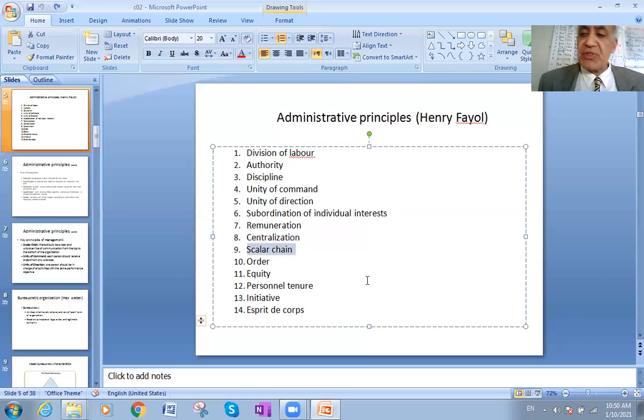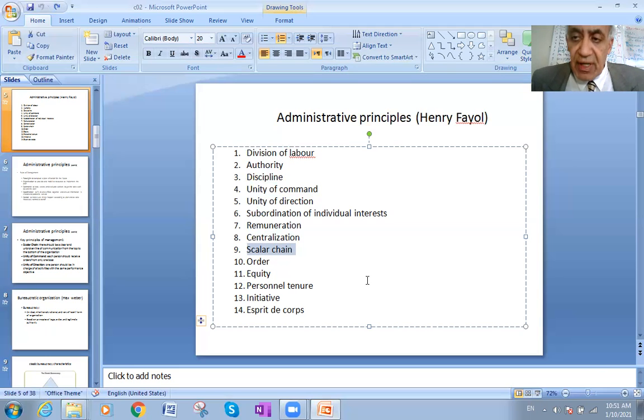And hierarchy looks exactly like the police system, like the army. As an example, we have top management, board of directors, chairman of the board, then it goes to the vice president, then from vice presidents to the head of departments, from the head of departments to the supervisors, from the supervisors to the line workers. This is what's called hierarchy or scalar chain.